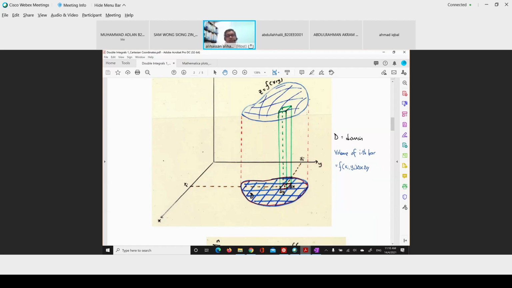We try to come up with an estimate first. We partition the domain D into several sub-rectangles. Remember, for area under the curve, we divide the interval a to b into sub-intervals. So here we divide the domain D into sub-rectangles, as shown here.